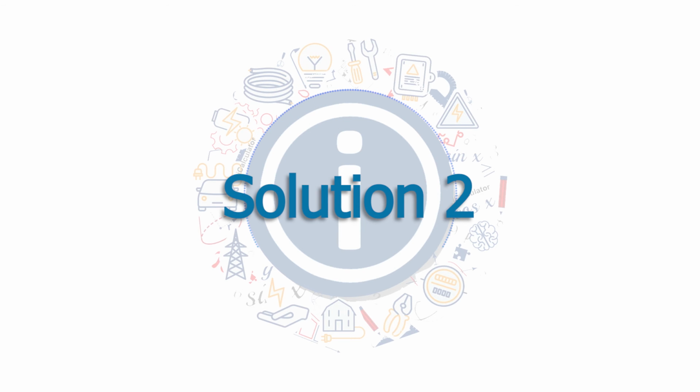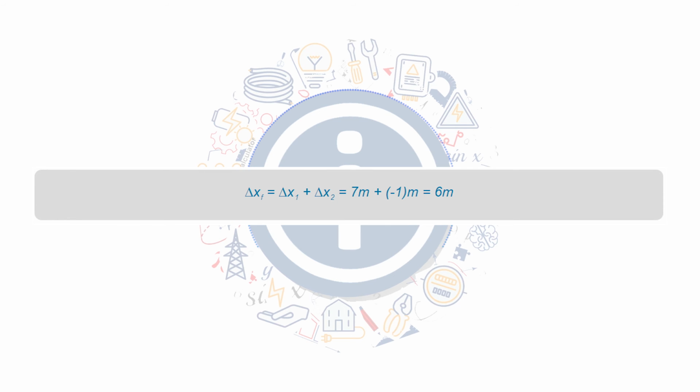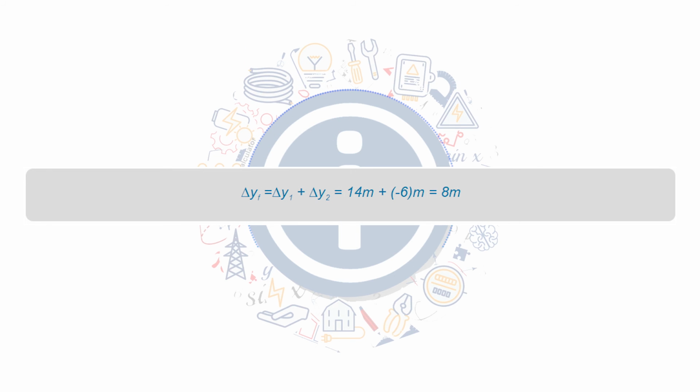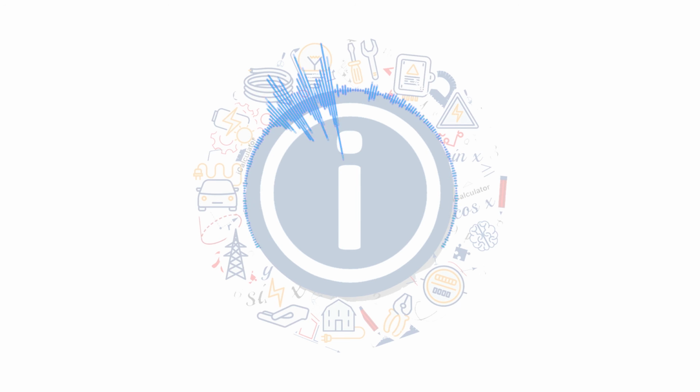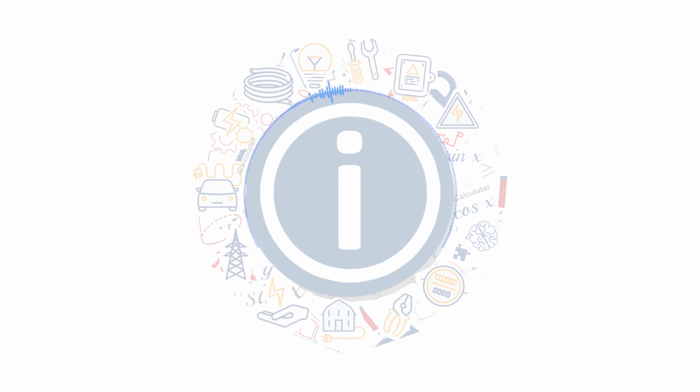Solution 2. Since east is positive, the final horizontal coordinate of the object will be as shown on screen. And its final vertical coordinate will be. Therefore, since the object was initially at 0 meters, in order to find the total displacement, delta r, we have to calculate the magnitude of the vector whose tail is at 0 meters, and whose tip is at 6 meters, 8 meters. Hence, we have. The figure is shown on screen.